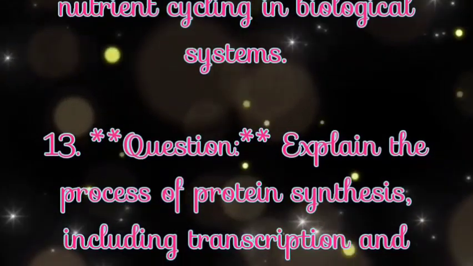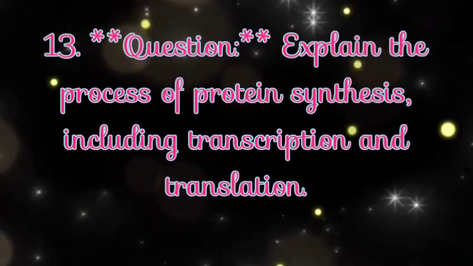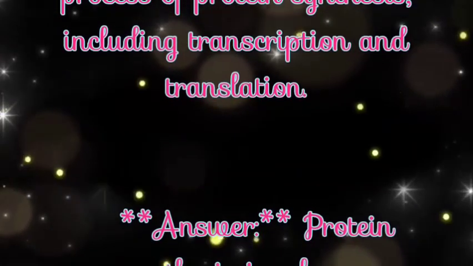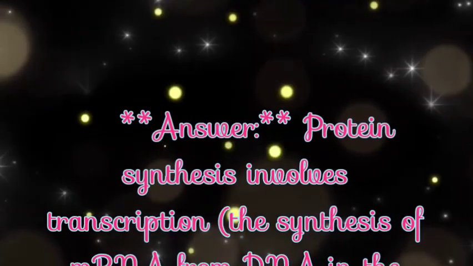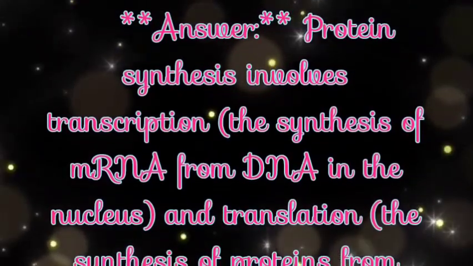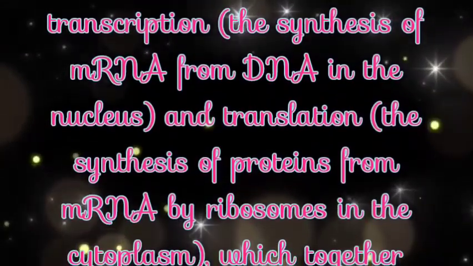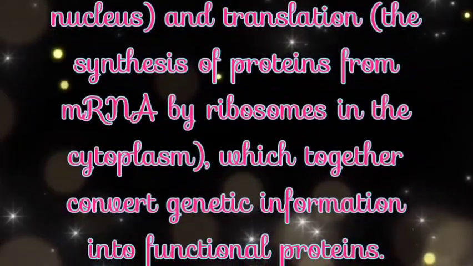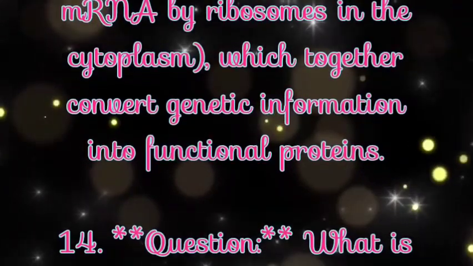Question number 13. Explain the process of protein synthesis, including transcription and translation. Answer: Protein synthesis involves transcription, the synthesis of RNA from DNA in the nucleus, and translation, the synthesis of protein from RNA by ribosomes in the cytoplasm, which together convert genetic information into functional proteins.